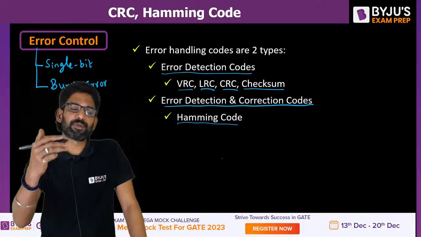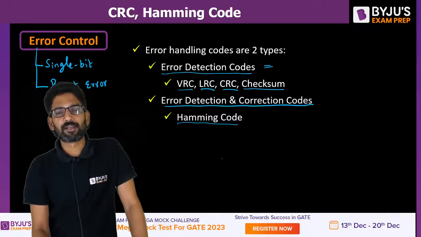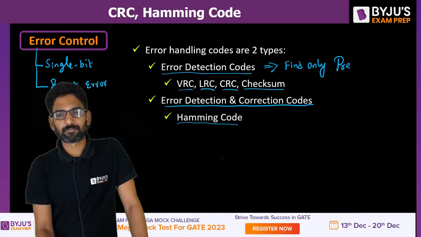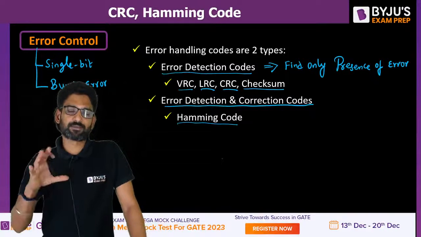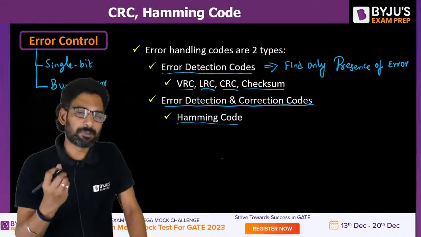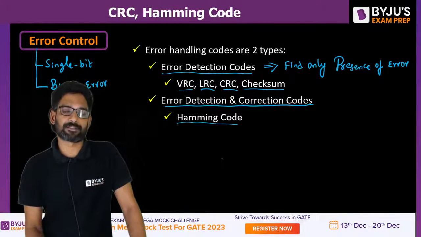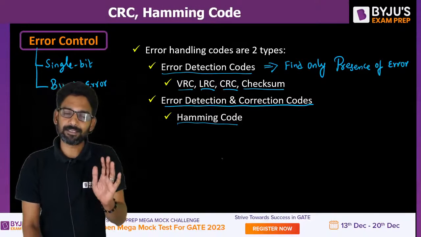What is the difference between detection code and correction code, dear friends? Detection code will find only the presence of an error, whether error is present or not, whether error exists in the received packet or not. That is what an error detection code says. But it cannot find which bit is in error or how many bits are in error. Its job is only to find presence, whether error exists or not.